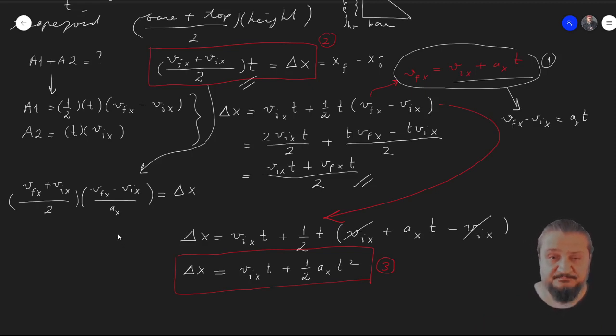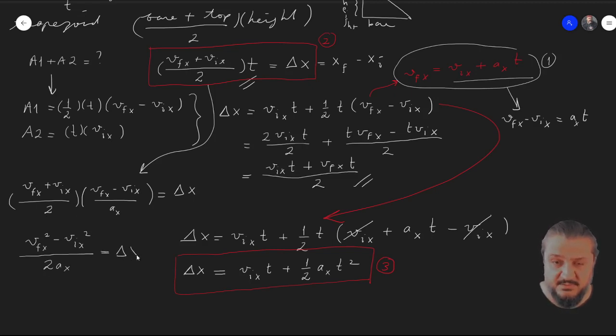this equation then. Now, this is v final x plus vix times v final x minus vix. All right? What do you get when you do that? You get v final x squared minus v initial x squared. Right? That's in the numerator. In the denominator, we have 2 times ax. That's equal to delta x.